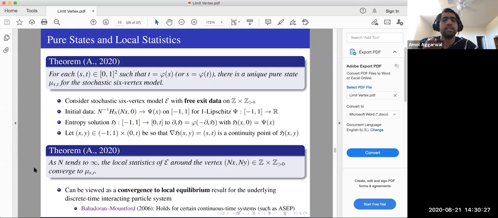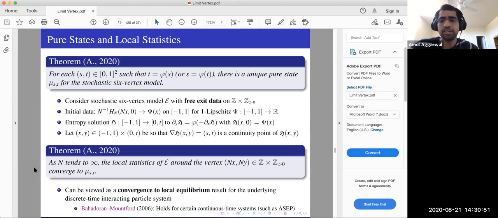The first theorem is that if I fix some (S, T) in [0,1]^2 such that T is phi of S or S is phi of T, then there is a unique pure state for this model. So at least we can now make sense of this prediction. Now the second theorem is more or less going to prove this prediction.